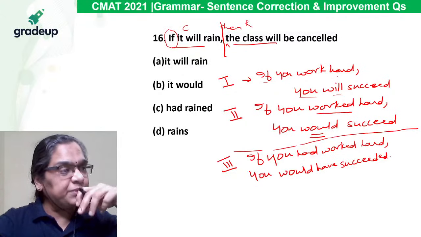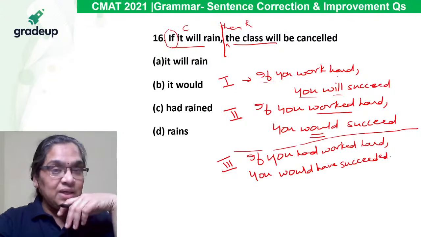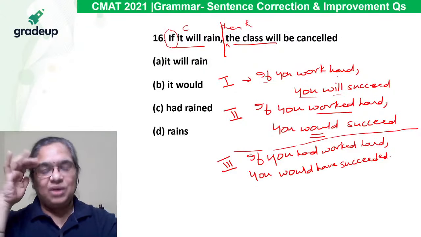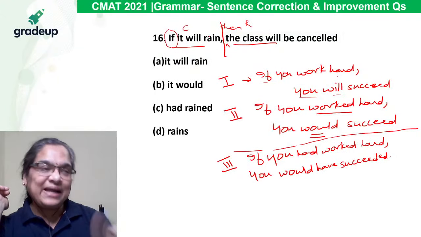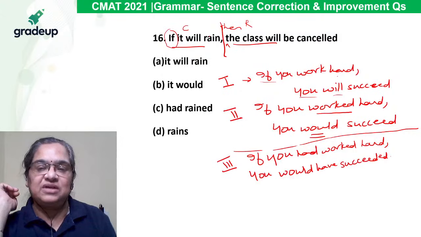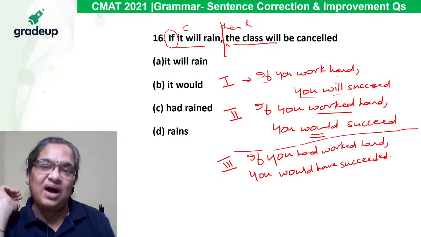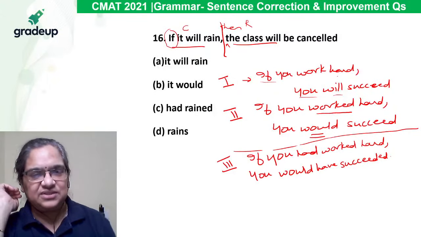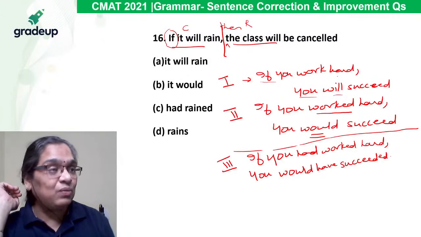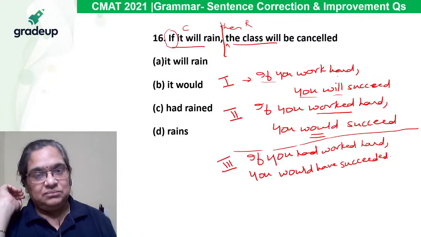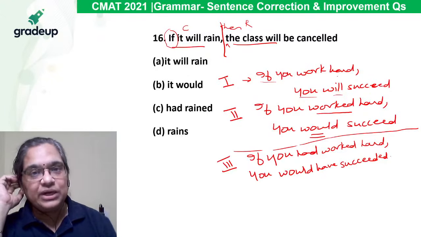So what's the difference between 1 and 2? In 1, you are sure of the result. Pakka. Then you would use type 1. In the second one, you're not so sure of the result, which is why you say if you worked hard, past tense, you could succeed, you would succeed, you might succeed. The third one, it's done, finished. You didn't work hard, sadly you didn't succeed.